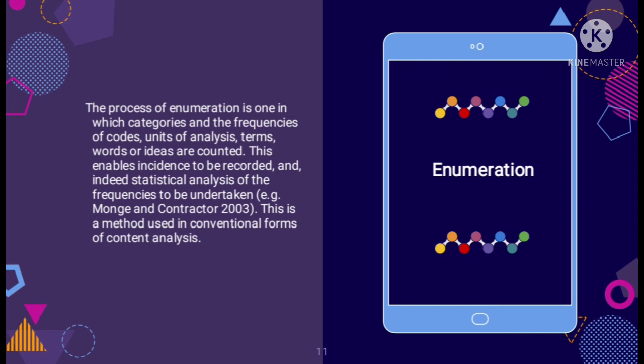The last is enumeration. The process of enumeration is one in which categories and the frequencies of codes, units of analysis, terms, words, or ideas are counted. This enables incidents to be recorded and indeed statistical analysis of the frequencies to be undertaken. Monk and Contractor 2003. This is a method used in conventional forms of content analysis.